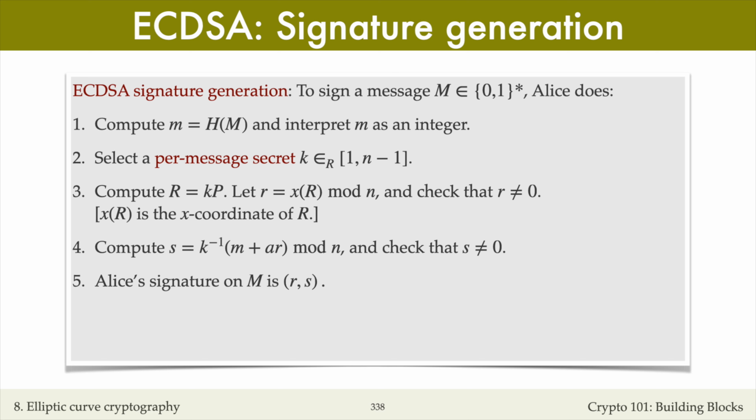Alice's signature on the message M is the pair of integers r and s. Hence, an ECDSA signature is comprised of two integers between 1 and n-1.